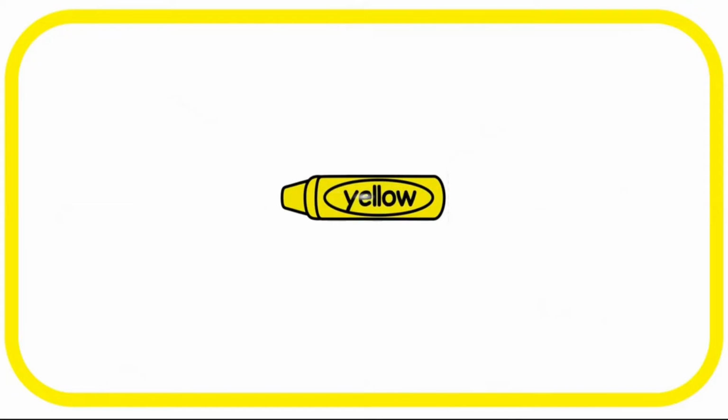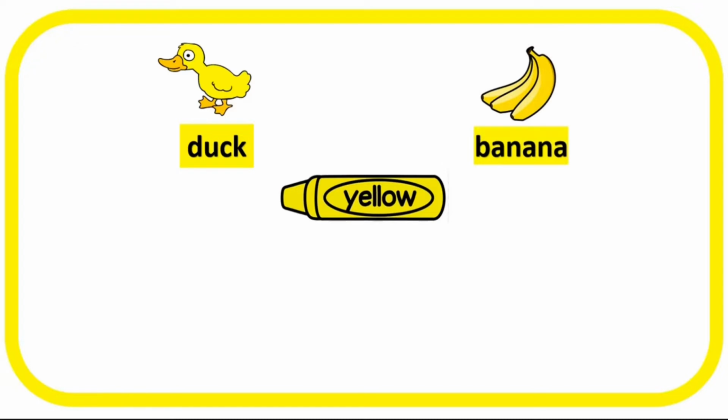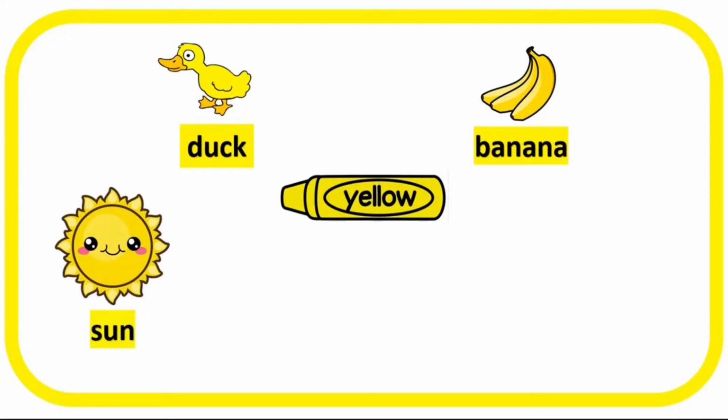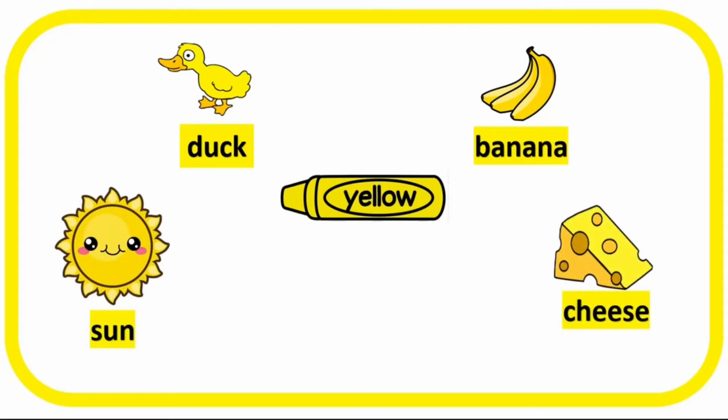Next, we have color yellow. Let's see some examples of color yellow. Yellow duck, yellow banana, yellow sun, yellow cheese, and yellow corn. Again, children, this is color yellow.